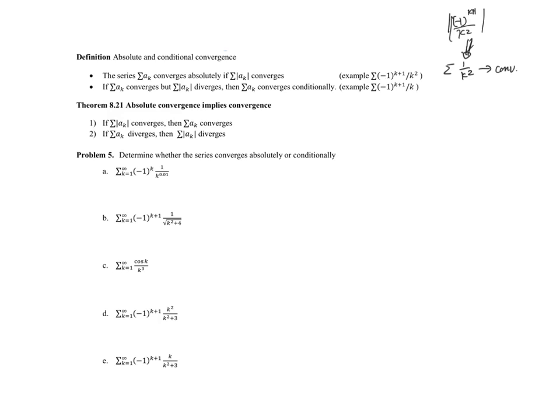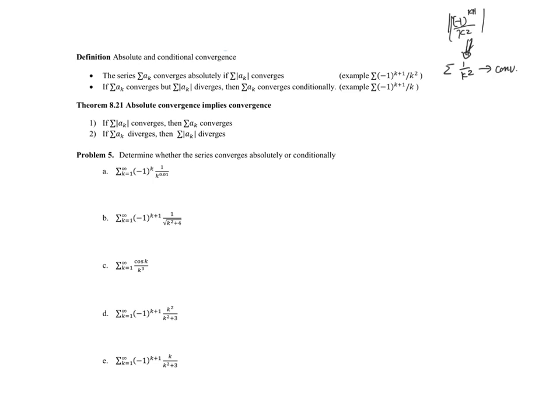Okay. Now the second one is if this series converges, but the sum of the absolute value diverges, then we call this series converges conditionally. So this is one example, the alternating harmonic series itself converges, but the absolute value, which is the harmonic series, diverges. So we call this series converges conditionally.